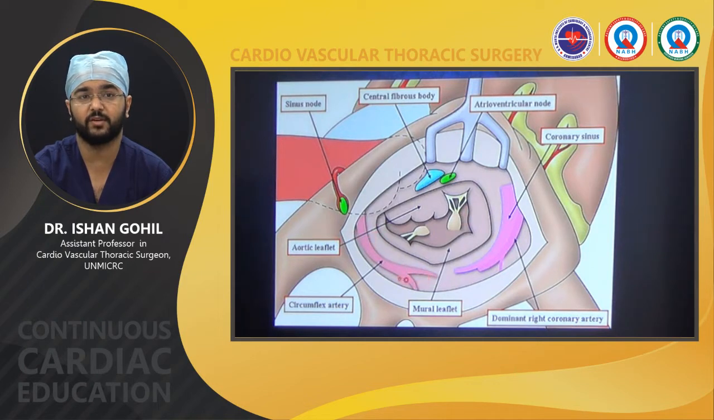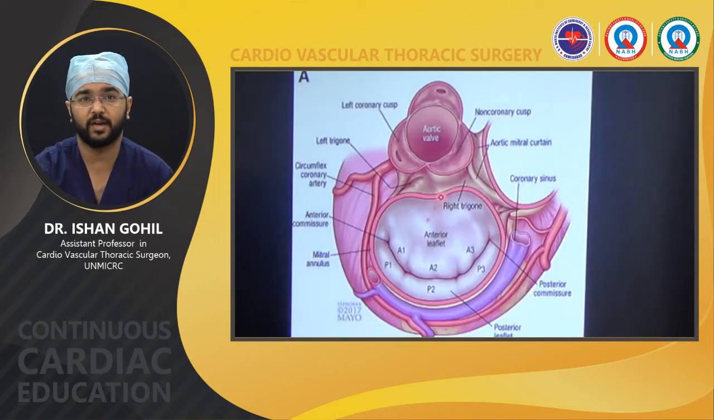This is the circumflex artery, LCX. This is the coronary sinus, and similarly this is the AV node and the central fibrous body, which is attached between the mitral, tricuspid and aorta.